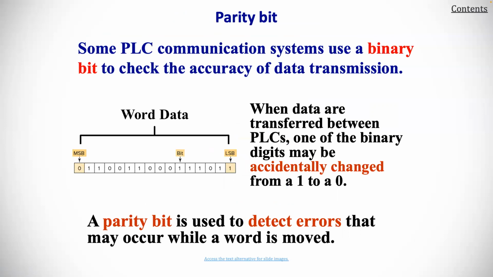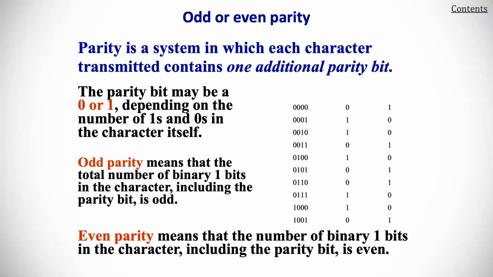Next, let's talk about the parity bit. Some PLC communication systems use a binary bit to check the accuracy of the data transmission. So it's an error detecting feature that you have. When data are transferred between PLCs, one of the binary digits may be accidentally changed from a 1 to a 0. The parity bit is used to detect errors that may occur while a word is being moved. That can be a useful feature because you want to make sure you control things properly.